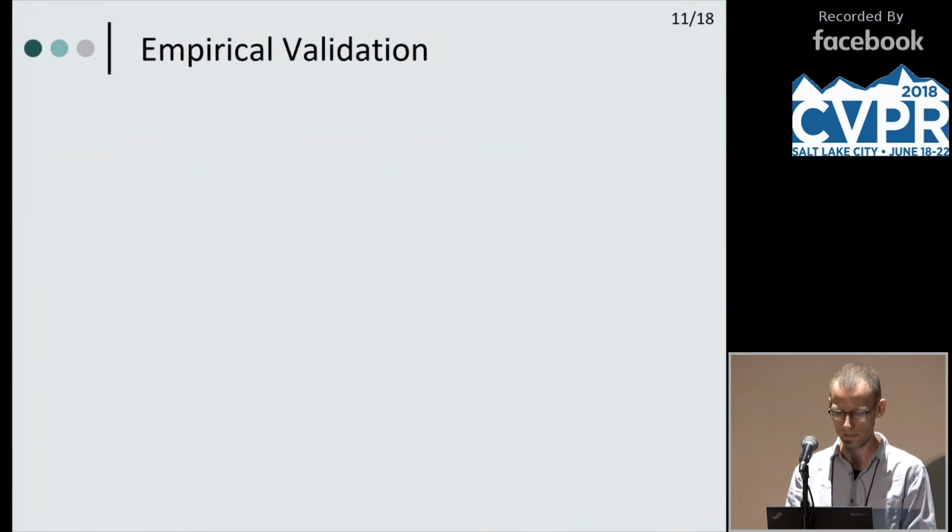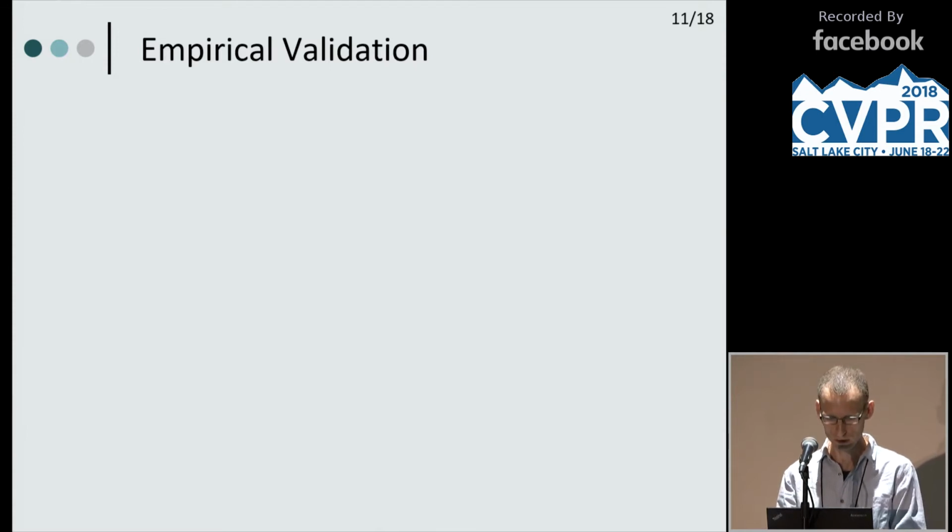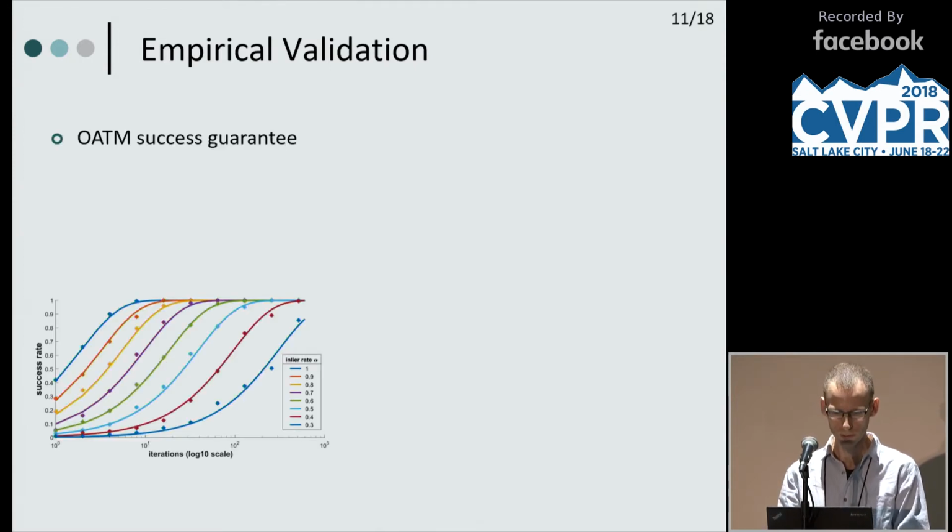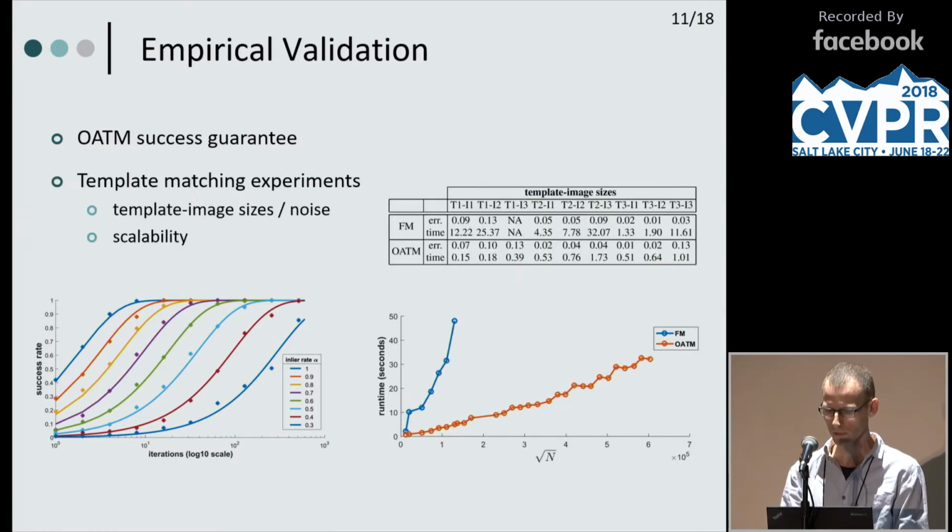Moving on to experiments, here I'll just briefly describe some of them. First, regarding the success guarantees of our method, they're specified in the paper, and we also show them to match the theory. Also, we give a set of standard template matching experiments, which don't include occlusions. Here we compare to the FastMatch algorithm and basically show that we are just as accurate, on average an order of magnitude faster, and we scale much better.